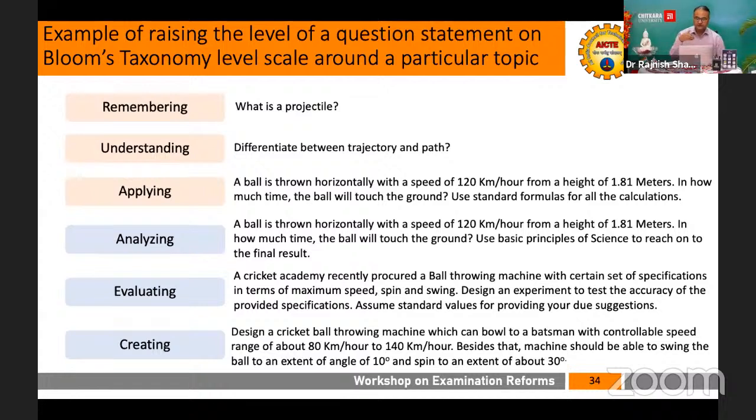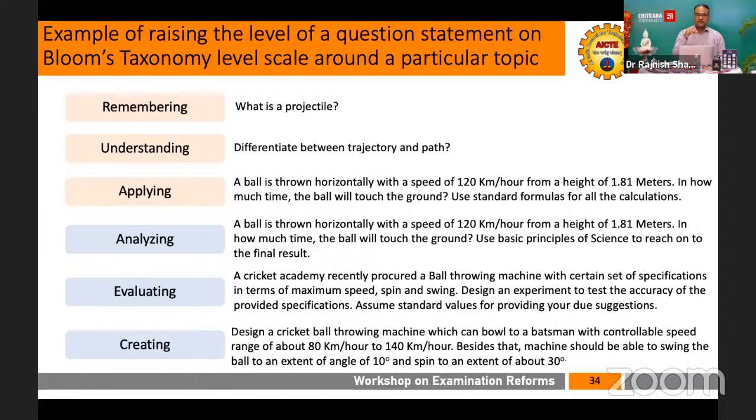And when we were framing this question for the applying level of Bloom's taxonomy, at the back of our mind we were thinking that yes, we are supposed to design a cricket bowling machine, and that is how the different levels of questions have been raised. Right? When a ball is being thrown by a bowler, we treat it as a projectile.